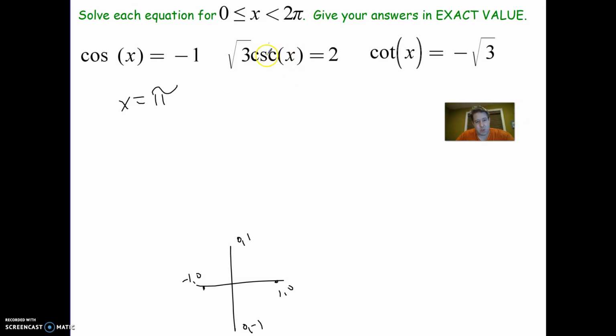So when you look at question number 2, we want to get the trig function all by itself. Right now it's being multiplied by square root of 3. I'll do the inverse, which is divide both sides by square root of 3. So that gives me cosecant of x equals 2 over the square root of 3.